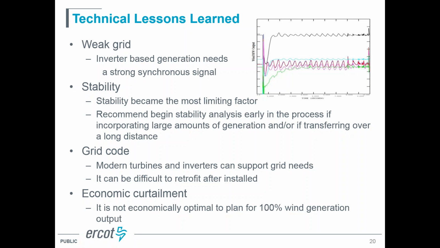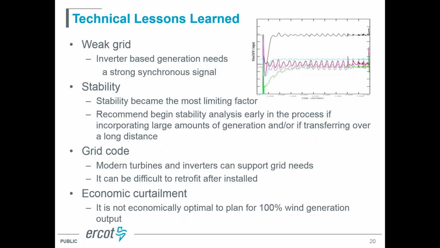And I mentioned earlier the economic curtailment, that we really found that it just really wasn't optimal to plan for 100% generation output. And again, in our system, we found that about 2% annual curtailment was economic, and the generation developers were willing to live with that amount of curtailment.